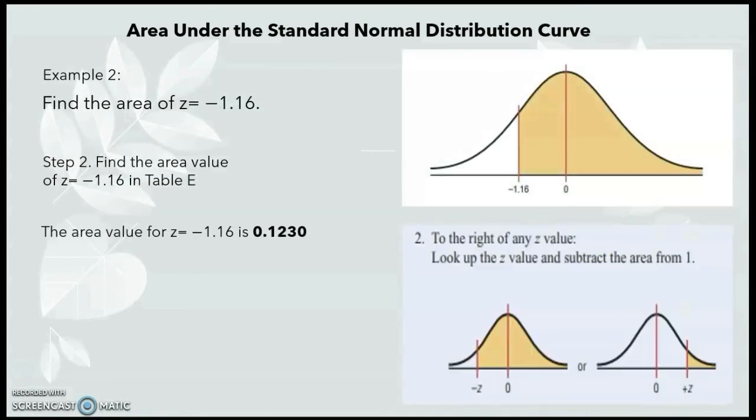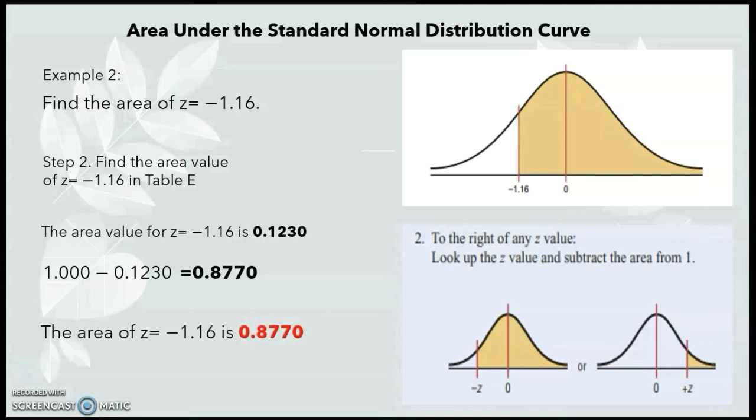The second example is an example of case 2 in the procedure table. We will subtract the obtained area from 1. 1 minus 0.1230 is equal to 0.8770. So the area of z equals negative 1.16 is 0.8770.